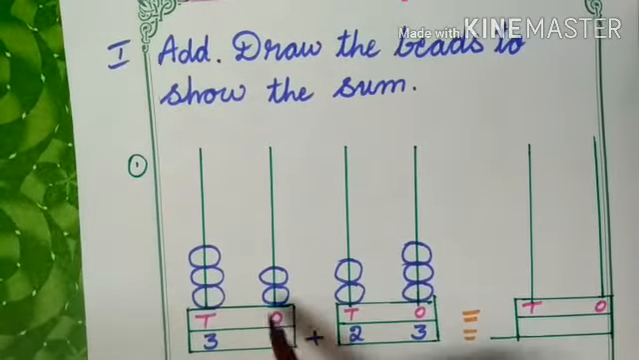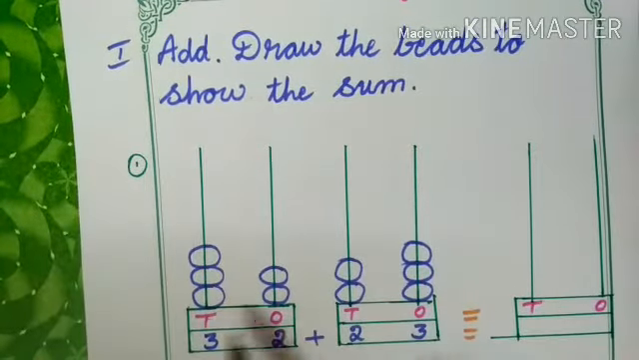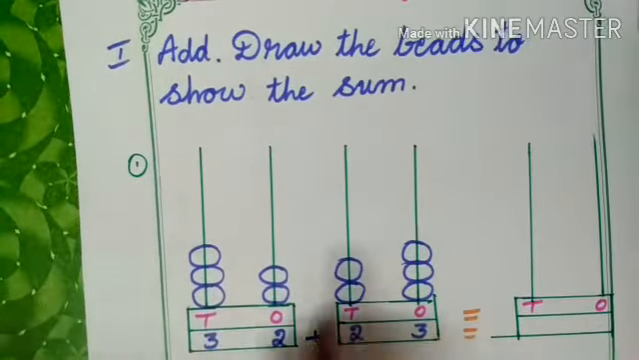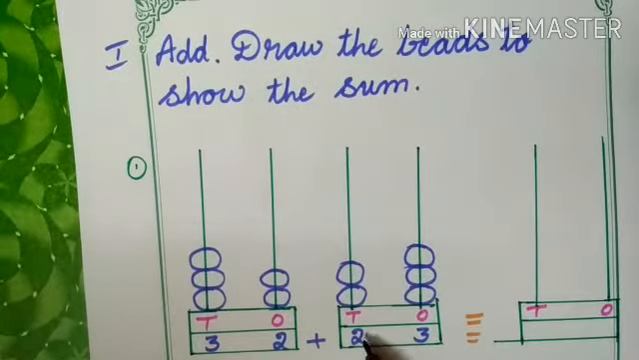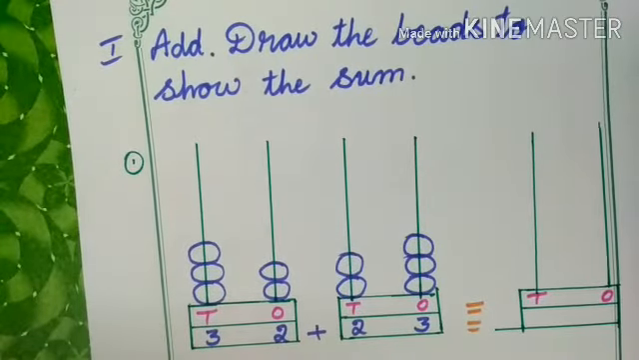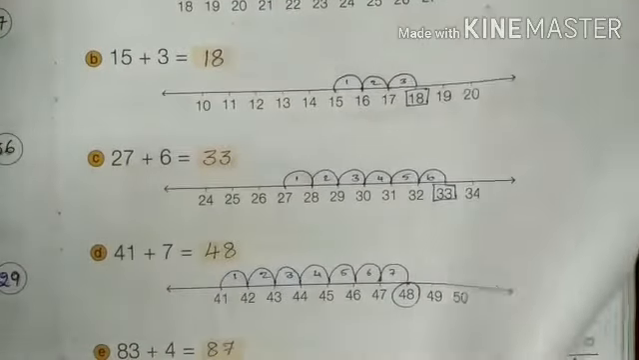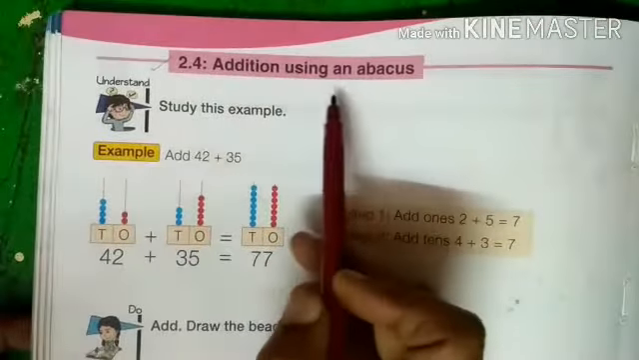Here 2 spikes or 2 rods are there. Here ones and tens are there. Here is one spike. Another abacus tool is here. Here also ones and tens are there. In this one, 32 plus 23 we have to find out in the abacus method. Already we learned how to do it in number line. Do this one in number line in your textbook also. And on the next page, addition exercise 2.4 using an abacus.